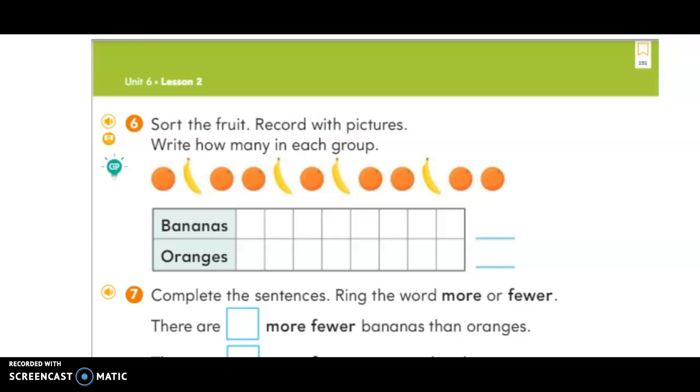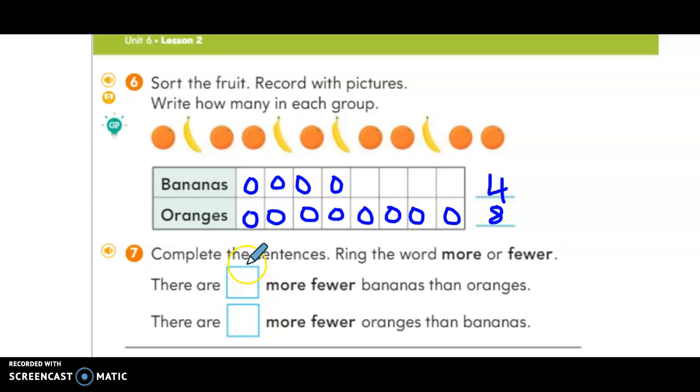Okay. We have to sort the fruit and record with the pictures. Now this is where we have to pay attention to details to make sure we can get the correct answers. So count how many bananas. 1, 2, 3, 4. So we're going to put 4 circles in here. 1, 2, 3, 4. And remember, we want to put that number off to the side here, all the way out to the right. Count the oranges. 1, 2, 3, 4, 5, 6, 7, 8. 8 oranges. Okay, can you draw the 8 circles?